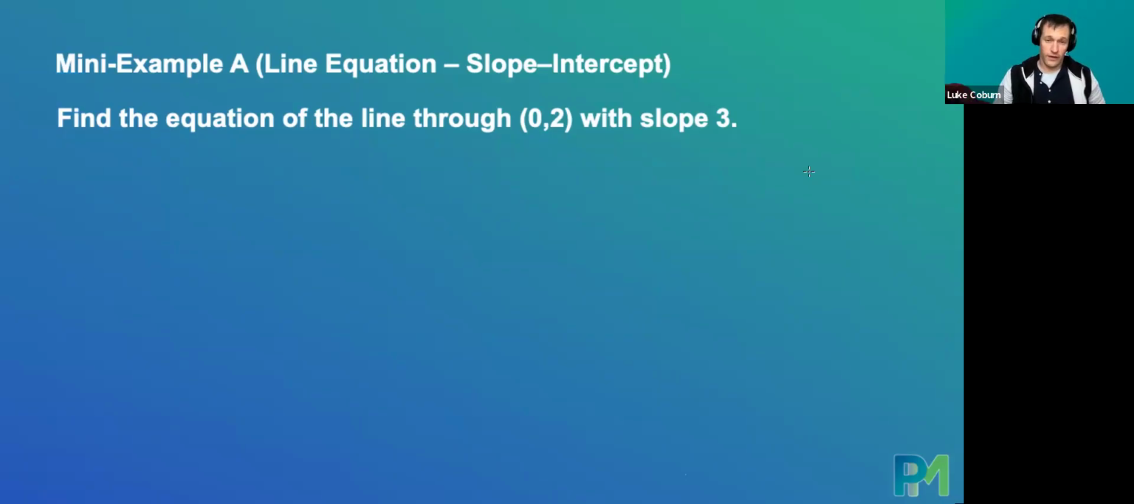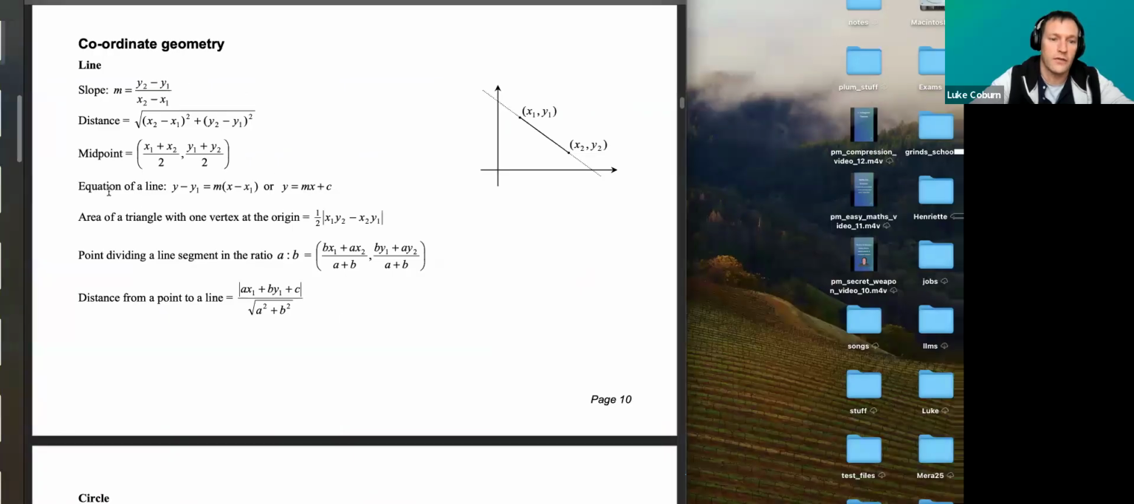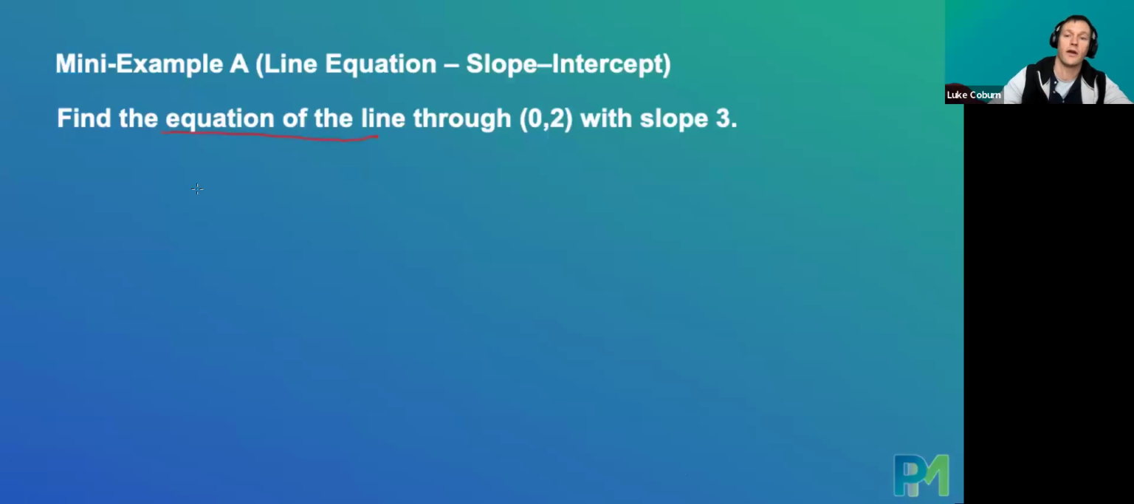So the first one is: find the equation of the line through (0, 2) with slope equal to 3. So we've been asked for the equation of a line. We've been given a point and a slope. So we're going to go to the equation of a line formula. Which one do we use? Well, this is the one with the x1 and the y1, the one into which we could put a point. So our formula is y minus y1 is equal to m times x minus x1. And we have now properly diagnosed what kind of question that is.